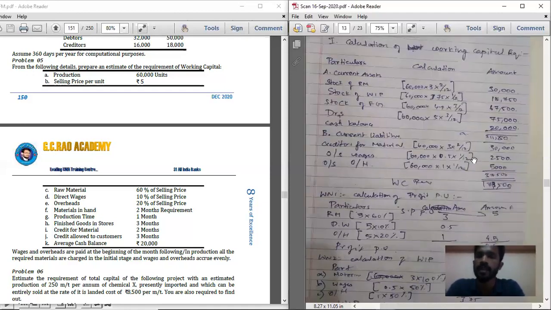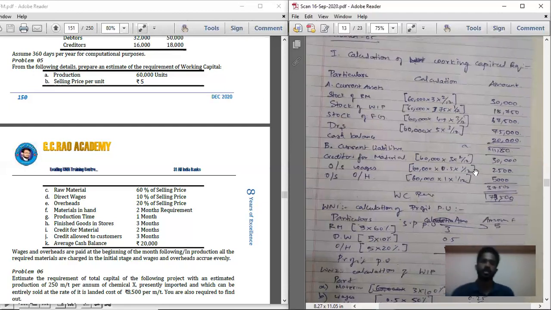With this, we can calculate net working capital. Now come to the problem, current assets. Below that, current assets, put stock of raw material.